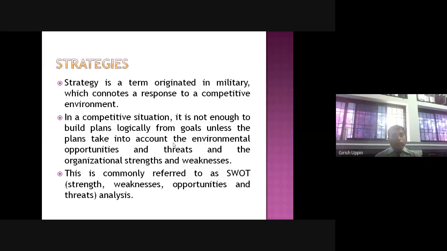Threats, you have to make a mitigation plan. There are certain threats which you can control, and there are certain threats which you cannot control. Let's say government policy, you cannot control government policy. You should have a mitigation plan. Suppose this thing happens, these are the steps that I'm going to take. For threats, you will always have the mitigation plan.